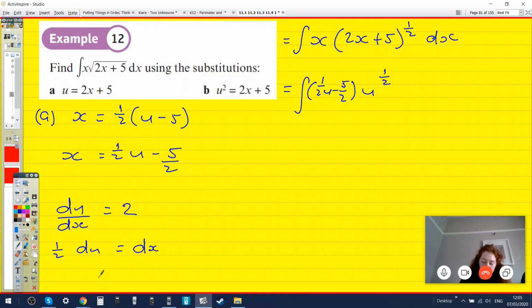Okay, yeah. And so we swapped x for a half u minus 5 over 2. We swapped 2x plus 5 for u. And what can we swap dx for? The half du. Yes, half du. And so that is what you would integrate. How do you go about integrating that? I'm not quite sure. So I think it would help to expand it all first.